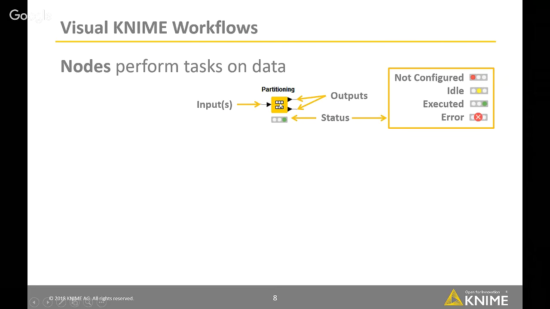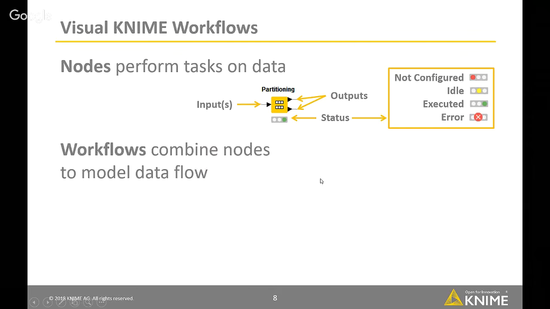When you have a node, you have a traffic light that tells you the status of that node. If it hasn't been configured, you just drag it and drop it into the editor. You have a red light. That means it needs to be configured. Once you configure it, it changes to idle. So you haven't run that. It's ready to be run. And then once you run it, if it's successful, it changes to green, so it's been executed. Otherwise, if you get an error, we give you an X and some explanation of what the error is. So you can easily open the configuration window and change the settings.